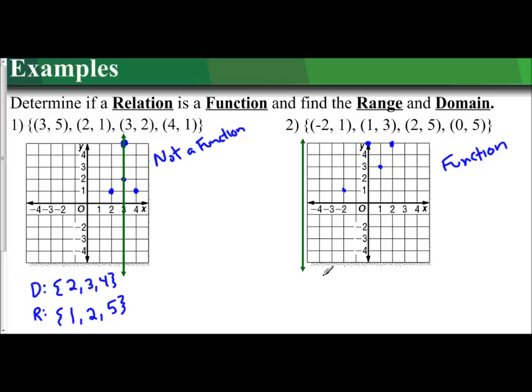And same idea, we can state our domain and range from here. Our domain is the set of x values in numerical order. So x is negative 2, 1, 2, and 0. So numerical order would be negative 2, 0, 1, and 2. My range represents the y values in numerical order: 1, 3, 5, and 5. So that'd be 1, 3, and 5.